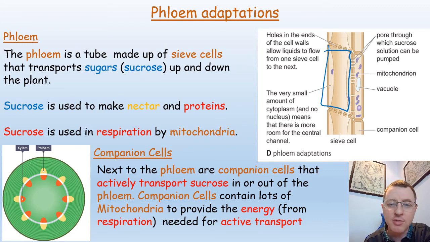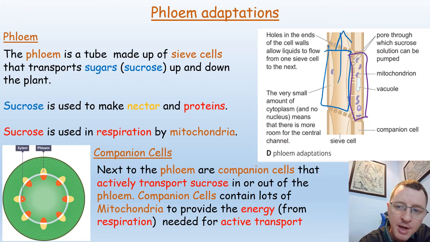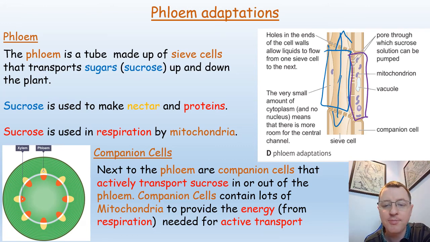Now, next to the sieve cells is a cell known as the companion cell. I'll draw that here in purple. There's the companion cell. Sieve cells have a very small amount of cytoplasm and no nucleus. This allows more room for the central channel for the sugars to be transported both up and down the plant. However, it does mean that there's not much mitochondria, there's not much energy, so actually moving those sugars in and out of the phloem can be problematic.